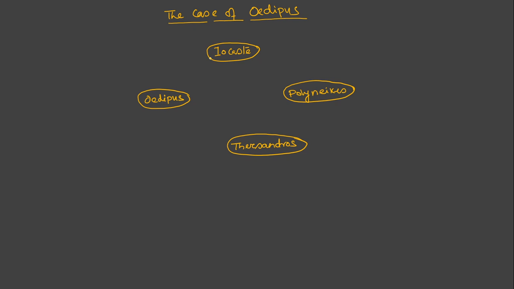Now, Iocasta has child Oedipus. Right. I am not writing has child, I am just writing H. And Iocasta has child Polynikes. And Oedipus has child Polynikes. And Polynikes has child Tharsandros. Right.